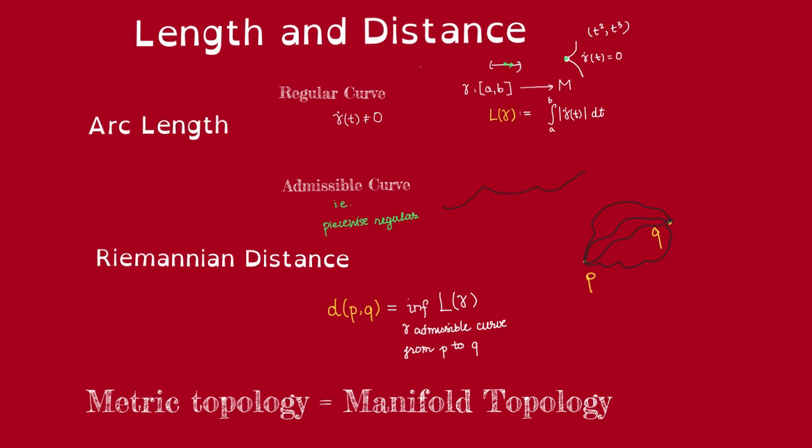This distance gives a metric on the Riemannian manifold, and it turns out that the metric topology, the topology induced by this metric, is actually going to be equivalent to the original manifold topology. Okay, so now that we have the notion of length, let's come back and show that length minimizing curves are actually geodesics.